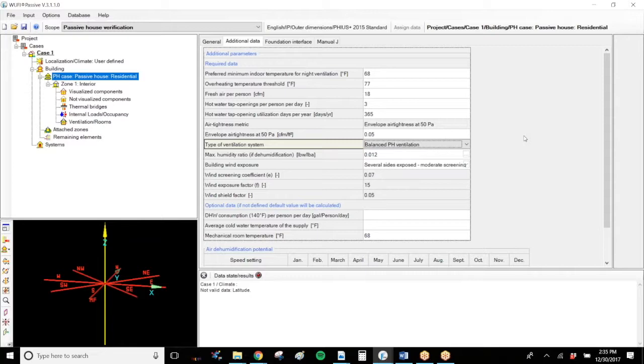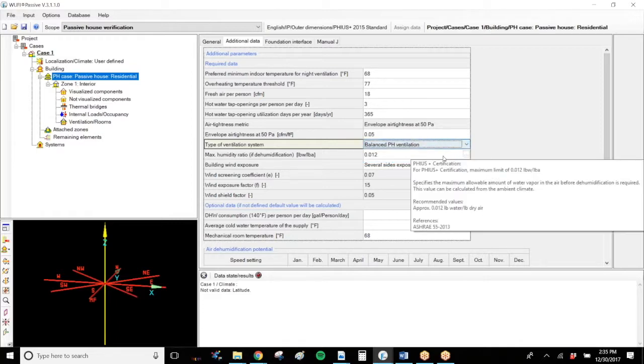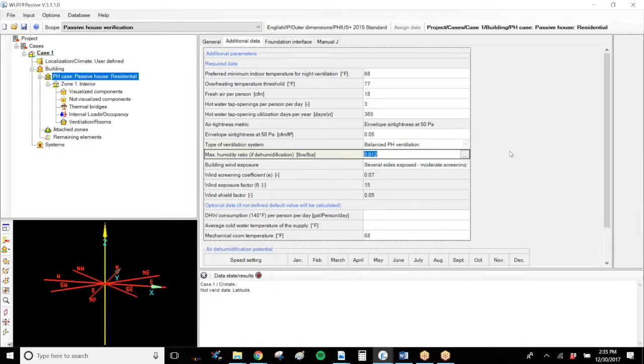Next, moving down, you get to select the type of ventilation system. Almost always this is balanced ventilation, so keep moving here. The maximum humidity ratio determines how high or what level of humidity you will allow in the interior space before dehumidification is needed. So this will determine how much of the cooling or how much dehumidification demand you will have over the course of the year, depending on what this limit is.